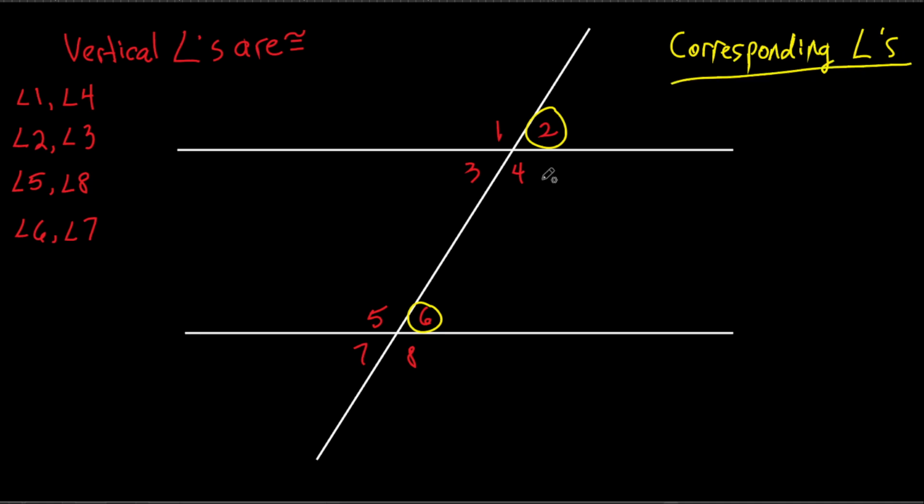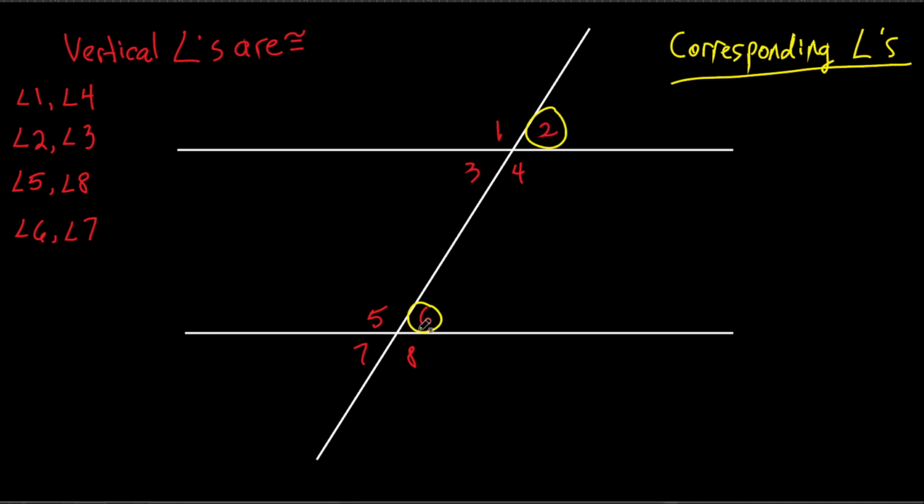Okay, so 2 and 6 would be corresponding. Let's go through the rest of them. 1 and what? 5, 3 and 7, 4 and 8. Do you see how they all match up with each other? They correspond to each other, all right? They're in the same spot, aren't they?